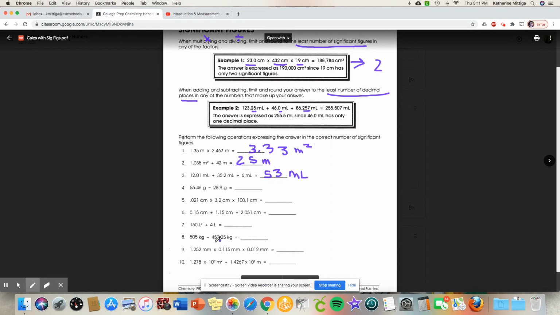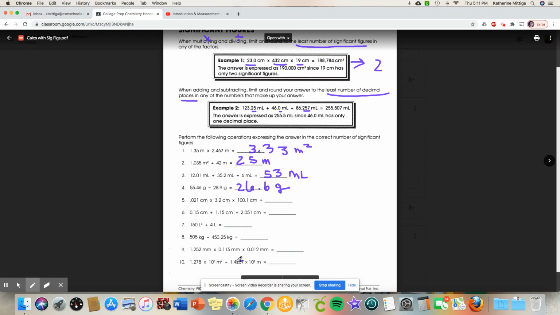Subtraction, again, we're fewest number of decimal places. So this has 2 and this has 1. So we want our final answer to have 1 decimal place. 55.46 minus 28.9 gives me 26.56. So we want 1 decimal place. You might be tempted to say, oh, it's just 26.5. But be careful. This was 26.56. The 6 rounds this 0.5 to a 0.6. And our units is grams.